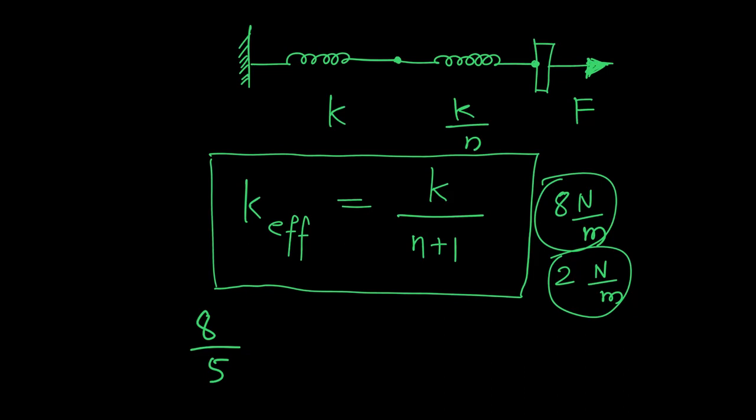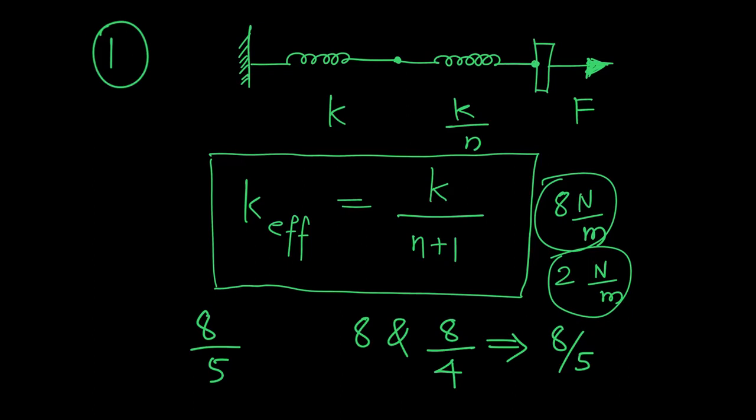using the same formula you had 8 and 8 divided by 4 in series arrangement, so you should get effective stiffness of 8 by 5. So this is a useful trick which you can use when you are solving problems.